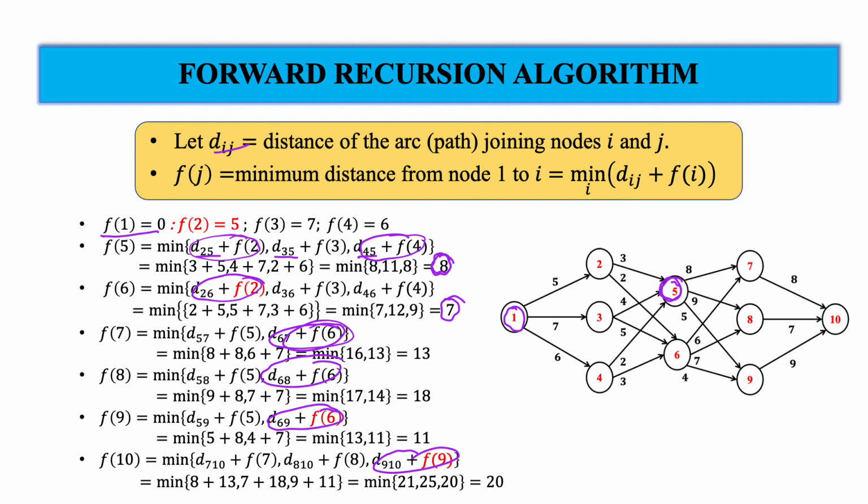Okay, so now we will see the direction. So F10 minimum you are getting from 9. Okay, so from 9 you have your minimum path. Next, the minimum path is from 6 to 9. In 9, your minimum path is from 6 to 9. So this is your minimum.